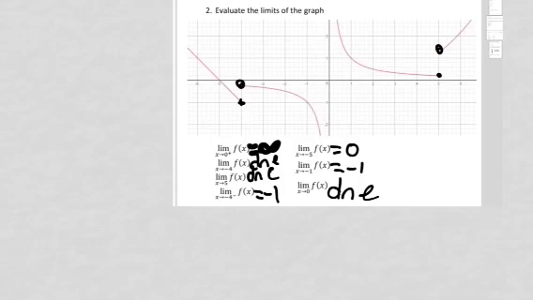Okay, but the important thing to know is if you're approaching a hole, that does not mean the limit doesn't exist. The only way it means the limit doesn't exist is if we're approaching the limit from both sides, in which case it doesn't exist because we're approaching two different values. But if we're approaching the limit from the right in both of these cases, then the limit does exist. Okay, so just wanted to clear that up because a lot of people mess that up on the practice test.